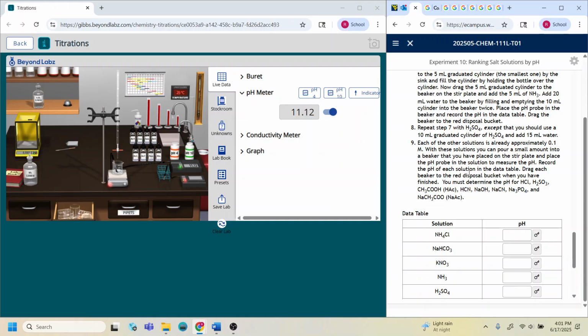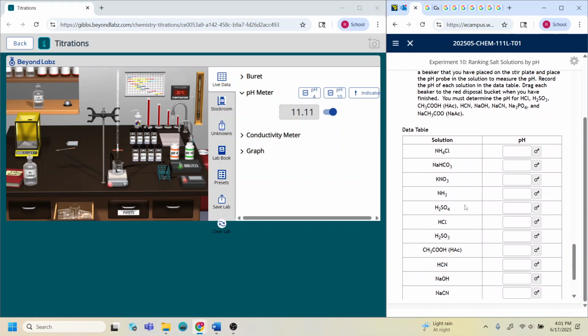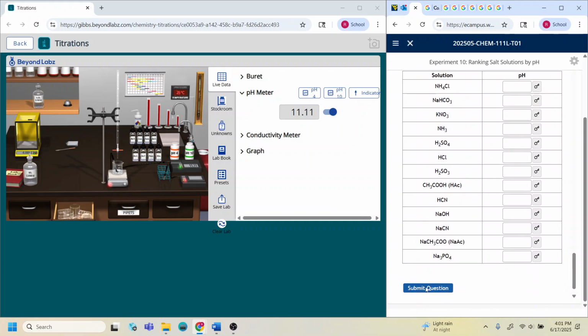We are going to follow the same steps as we did for the solids and the liquids to prep the rest of the solutions, record the pH, and then submit your answers.